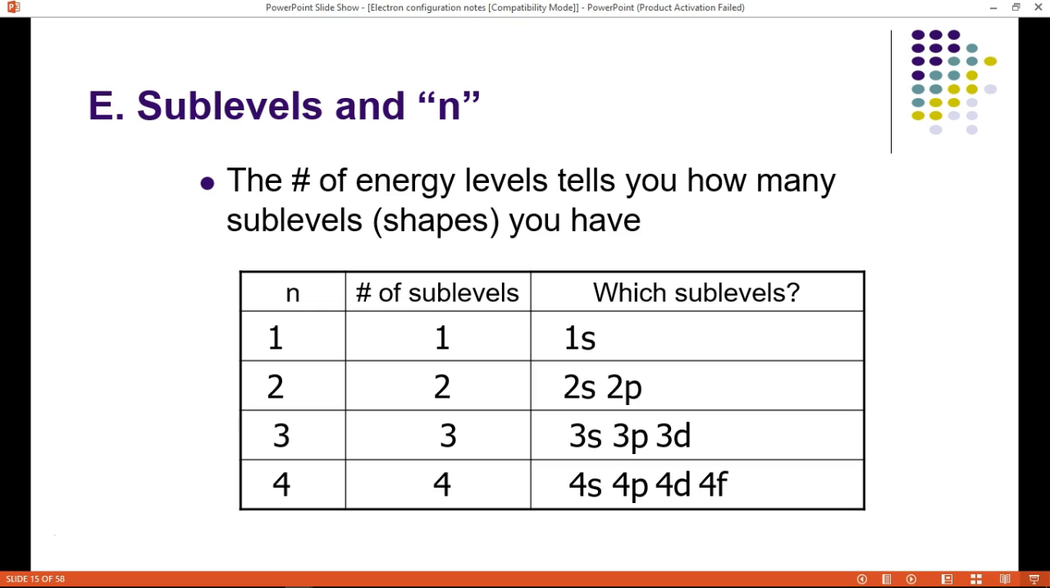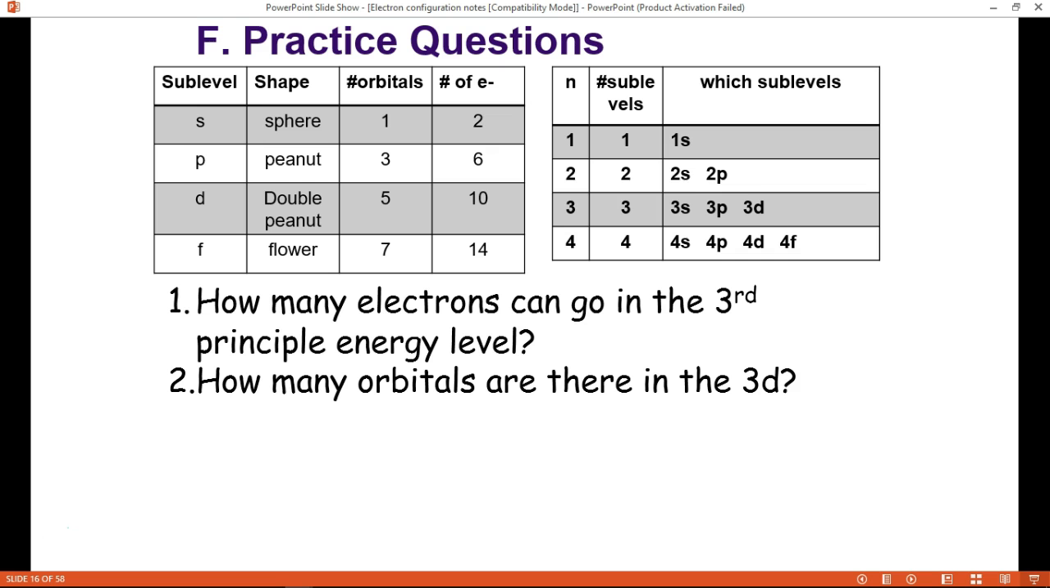All right, so we're going to take some time to go over those with practice questions. The first one: how many electrons can go in the third principal energy level? So I have both of these charts here to pull information from. It says third energy level, so that's when n equals 3. There would be 3 sublevels. We would have 3s, 3p, and 3d. Now this is saying in just that third energy level, so I'm going to look to see how many electrons are in each one of these. In the s sublevel, I have 2 electrons. In the p sublevel, I have 6 electrons. And in the d sublevel, I have 10. So in total, in that third energy level, I have 18.